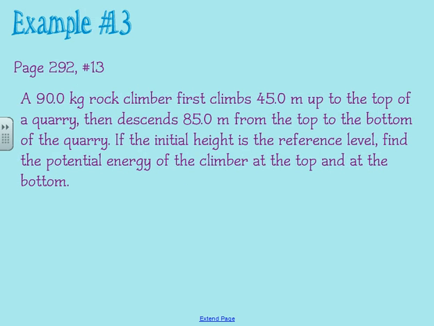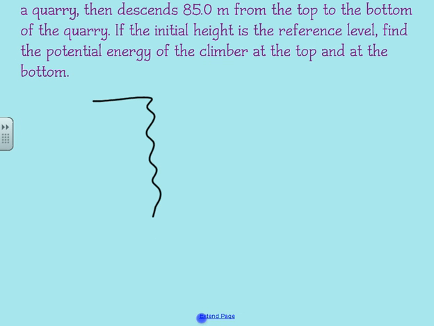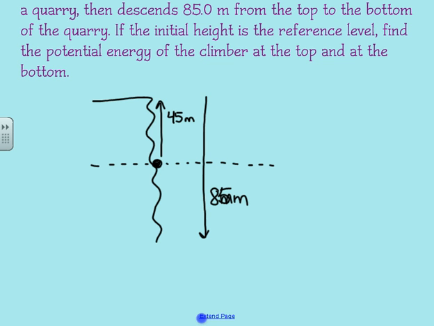One last example problem. In this one, a rock climber first climbs 45 meters up to the top of a quarry, then descends 85 meters from the top to the bottom of the quarry. It tells you the initial height is the reference level. That means that his height before he climbs 45 meters is the reference level. Let's draw a picture of that. Here's kind of my cliff, my quarry. Here is where the hiker starts. He goes up 45 meters to the top and then goes down 85 meters. This dashed line represents my reference level.